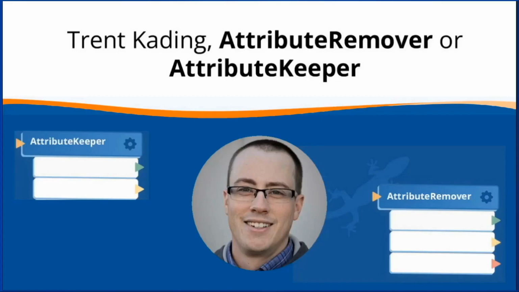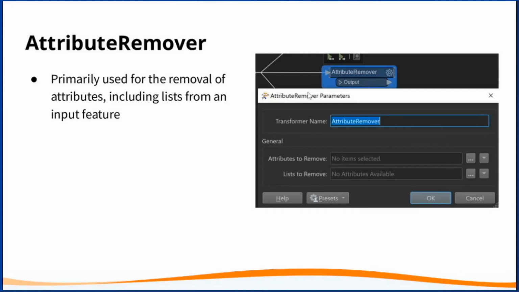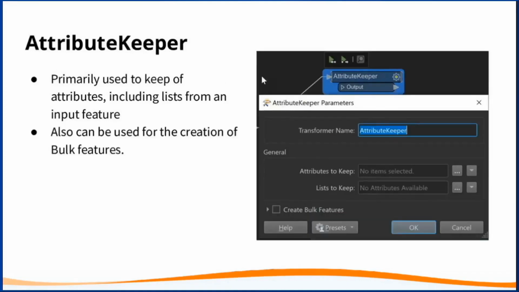Thank you, Dan. I'm going to jump in with the attribute remover or the attribute keeper. So I get to do a 2-in-1. Now, the attribute remover is, as the name suggests, primarily used for removing attributes or lists from an input feature. And the inverse of that, the attribute keeper, is primarily used to keep attributes, including lists, from an input feature. The attribute keeper has an additional piece of functionality that I'll touch on in a demo later, where it allows the creation of bulk features, which can improve performance downstream.